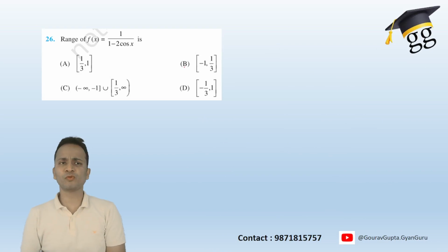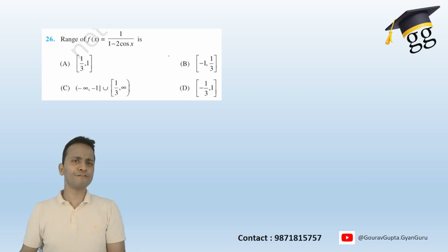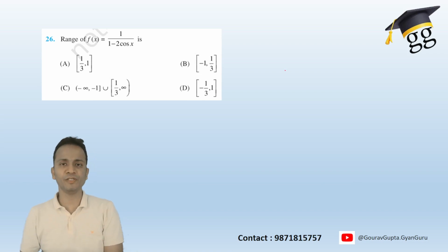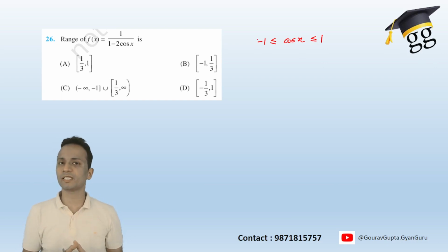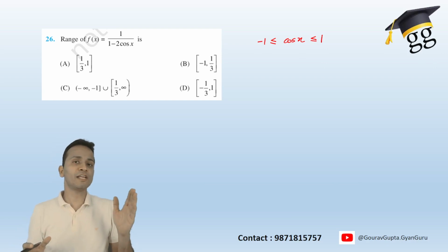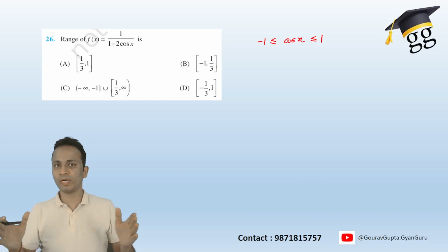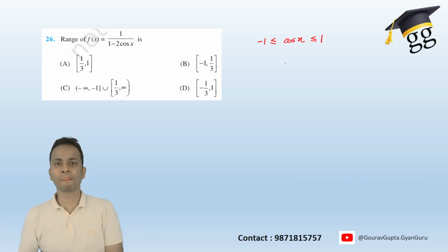Now, question number 26 asks us to find the range of the given function. We have done plenty of questions like this in the previous videos. Look at the denominator. In the denominator, you can see cos x. The value of cos x will always be less than or equal to 1 and greater than or equal to minus 1. So the value of cos x will be in the range from -1 up till +1, and both are included.